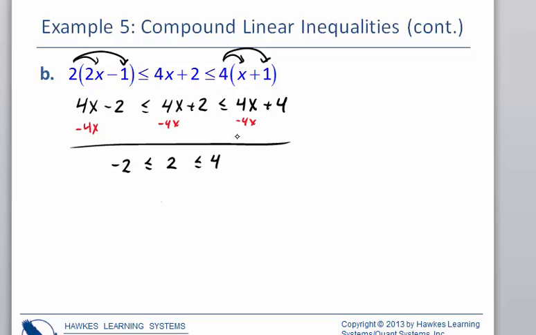Now, looking at that inequality, I notice that it is a true statement. -2 is less than or equal to 2, and 2 is less than or equal to 4. And since we're left with a true statement, we know that the compound inequality is going to be true for all values of x, and so the solution set is going to be all real numbers. And so we could say that our solution set runs from negative infinity to positive infinity.